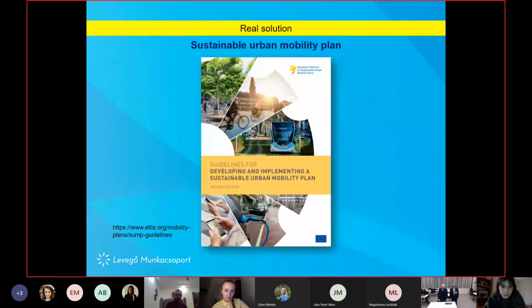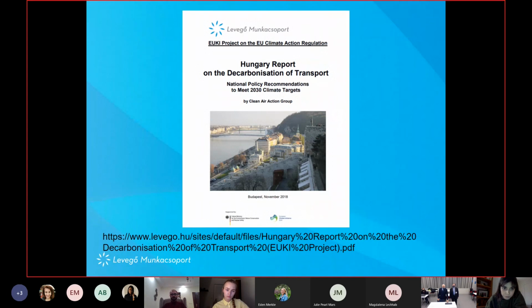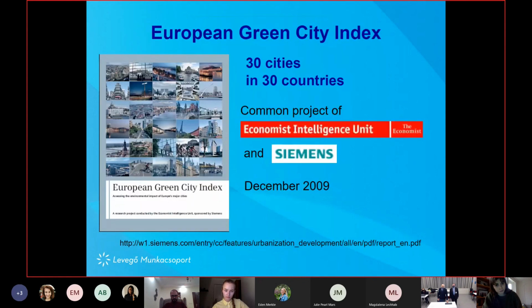Yes. So this is the sustainable mobility plan. We should include all these issues about which I talked. And here in English, it's not only about Budapest, but about Hungary, but most of these recommendations or most of these solutions are described in more detail in this study.